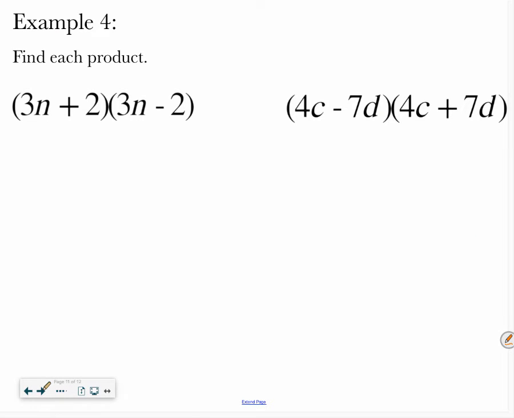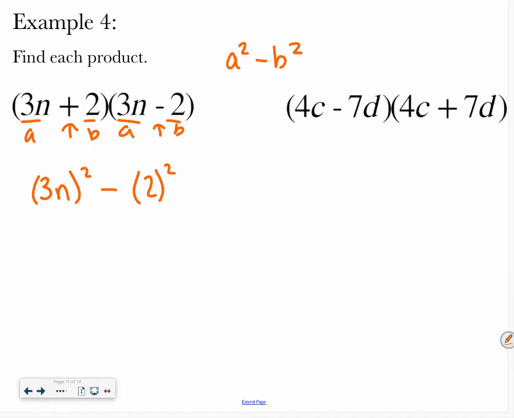Okay, so I have 3n and 3n, and I have 2 and 2, but I have a plus and I have a minus. So that means my new formula is just going to be a squared minus b squared. So my a term is still the first one, my b term is still the second one. So I square my a term, and I square my b term. Okay, so I have 9n squared minus 4. That's all that I have to write there.